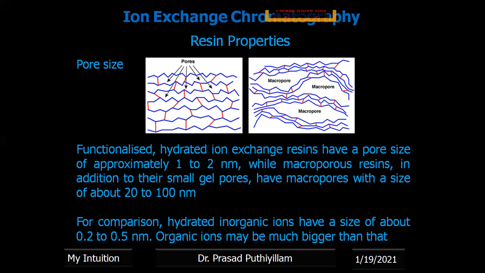If you compare the size of hydrated inorganic ions, on hydration the size may reach up to 0.2 to 0.5 nanometer, whereas organic ions are bigger in size. Therefore, we can decide whether we can go for a gel type resin or a macroporous resin.